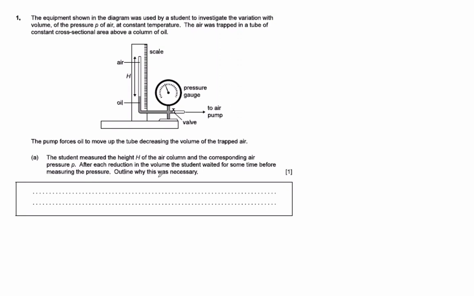So the student measured the height of the air column and the corresponding pressure. After each reduction in the volume, so they reduced the volume by letting air come in here, right? The student waited for some time before measuring the pressure. Outline why this was necessary. Think about the temperature, right? If we reduce the volume, that's a compression of the gas. Something happens when you do an adiabatic compression, and they're trying to observe this at a constant temperature, right? Is it possible that the temperature might change and then we've got to let it stabilize?